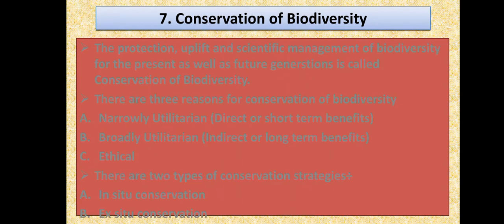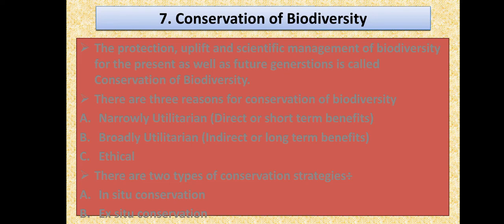Now, conservation of biodiversity. The protection, uplift, and scientific management of biodiversity for the present as well as future generations is called conservation of biodiversity. There are three reasons for conservation of biodiversity. Number one, narrowly utilitarian, also called direct or short-term benefit. Number two, broadly utilitarian, that is indirect or long-term benefits. And number three, ethical. There are two ways of conservation strategy: in situ conservation and ex situ conservation.